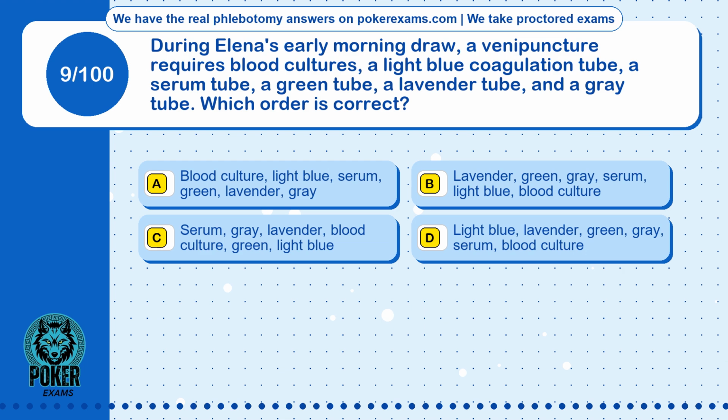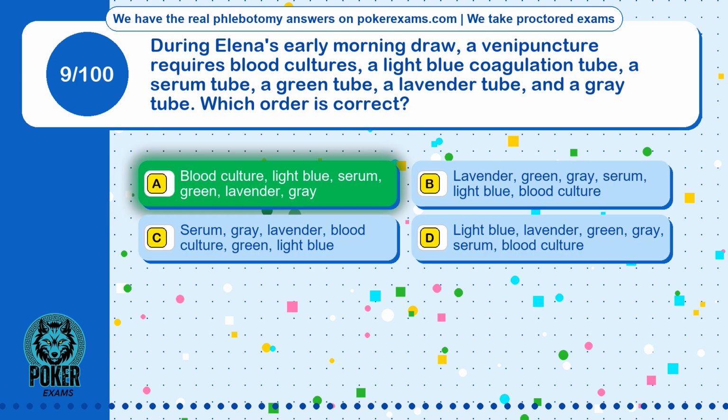Question 9. During Elena's early morning draw, a venipuncture requires blood cultures, a light blue coagulation tube, a serum tube, a green tube, a lavender tube, and a gray tube. Which order is correct? Option A, blood culture, light blue, serum, green, lavender, gray. Option B, lavender, green, gray, serum, light blue, blood culture. Option C, serum, gray, lavender, blood culture, green, light blue. Option D, light blue, lavender, green, gray, serum, blood culture.